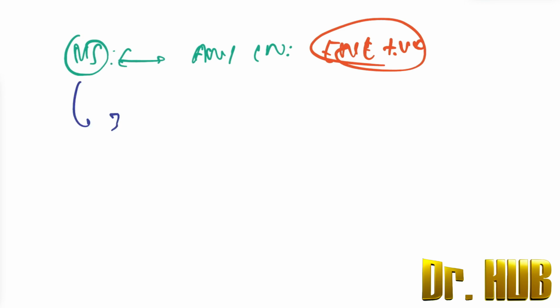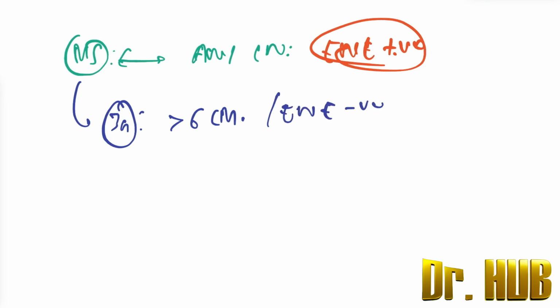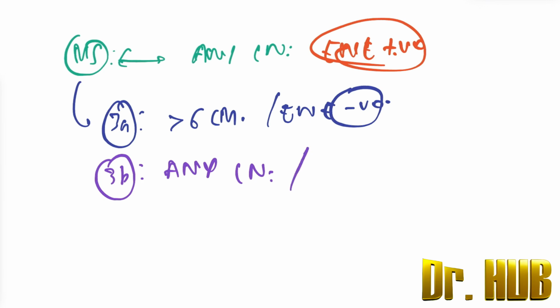When you look at N3A, N3A means there is a lymph node greater than 6 centimeters and the ENE is negative. N3B means metastasis in any lymph node that is clinically overt ENE positive.